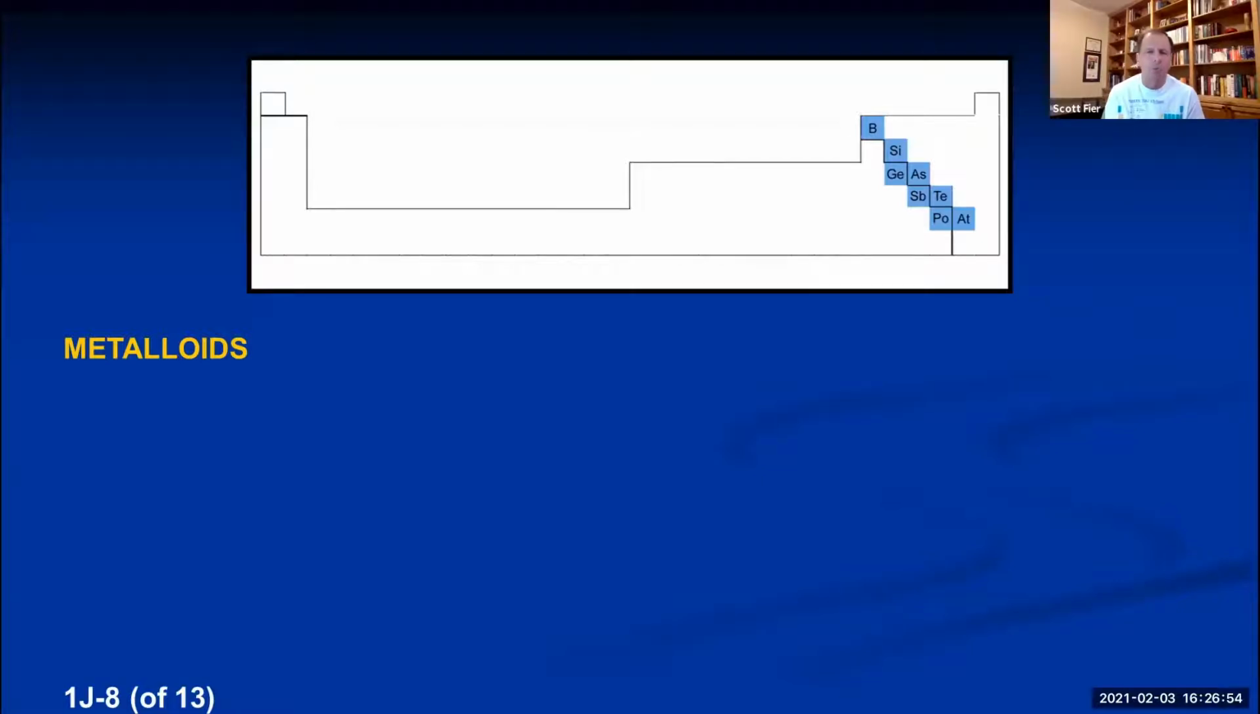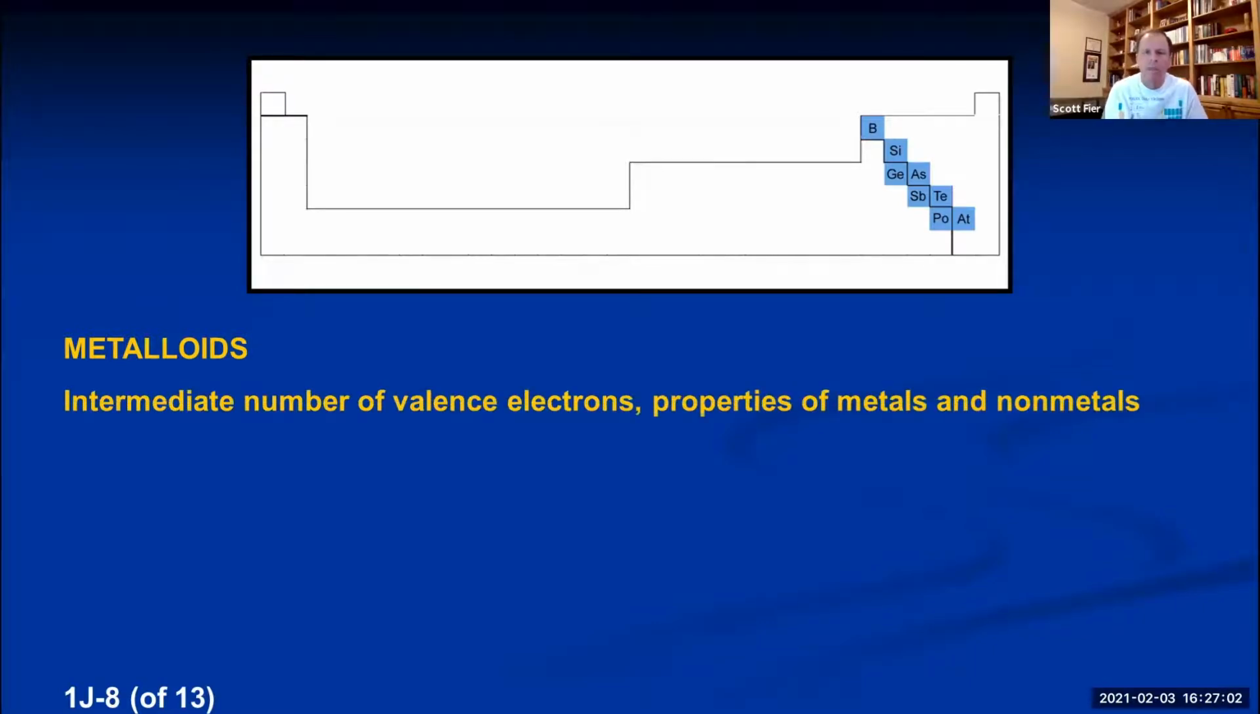These elements are really inactive nonmetals or really inactive metals, and they actually wind up having some properties of metals and nonmetals. They're elements with an intermediate number of valence electrons, but the key that we call them metalloids is because they do have some properties of metals and some properties of nonmetals.